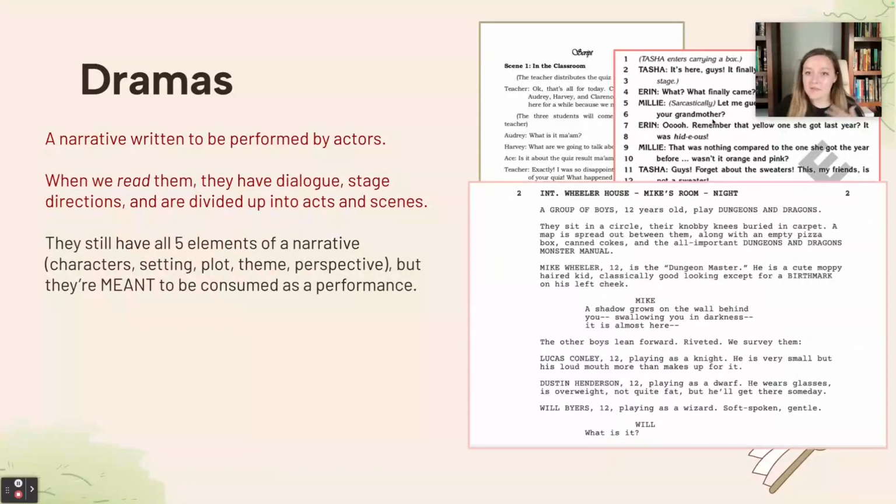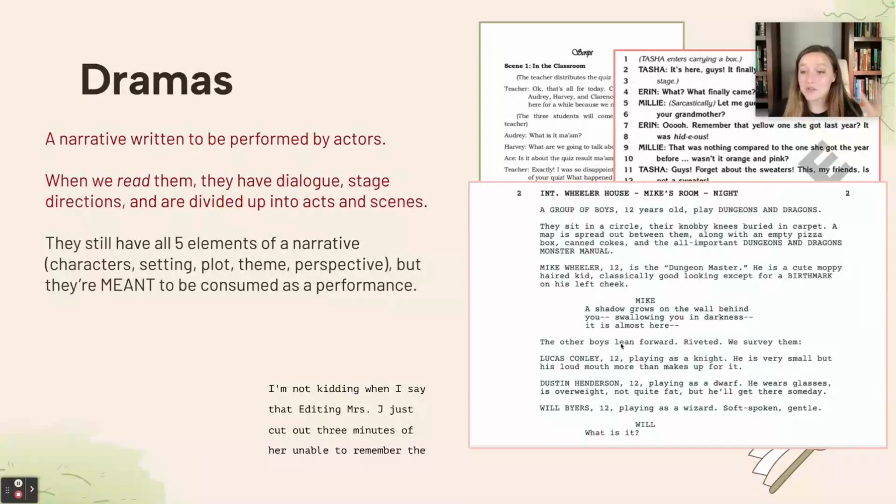Here's another way that this might look. This is a drama meant for a film series, right? This is meant to be actually filmed and put into a TV show. And you might actually know what show this is from. But you can see still we have character, dialogue, stage directions. This is what we see. It's not said out loud.